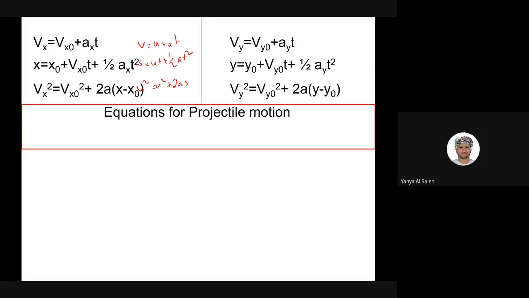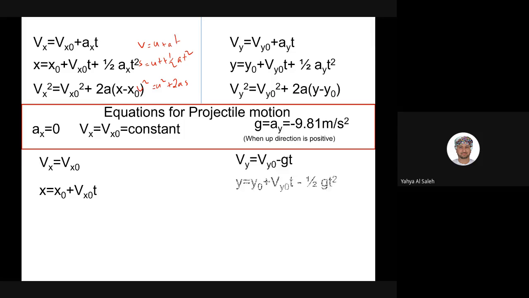Now what is the acceleration in the x-axis? We have no air resistance. What is the acceleration? 0. 0. That means I can simplify. If my acceleration is 0, my v final equals my v initial. Nice. Yes. In the y-axis, my acceleration is g, minus 9.8 meters per second squared.